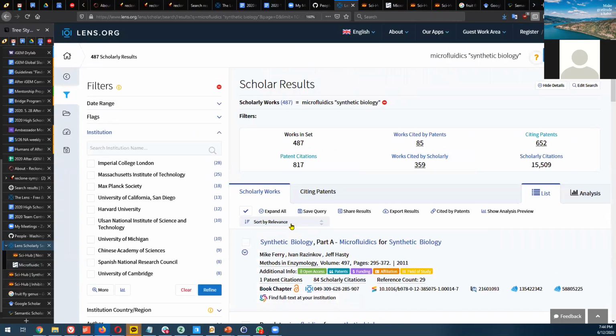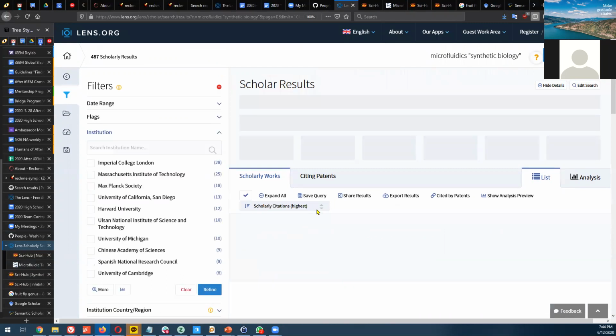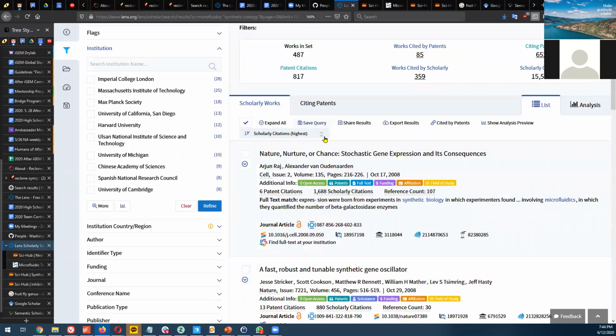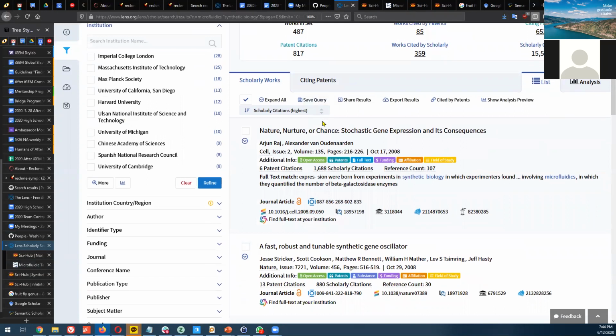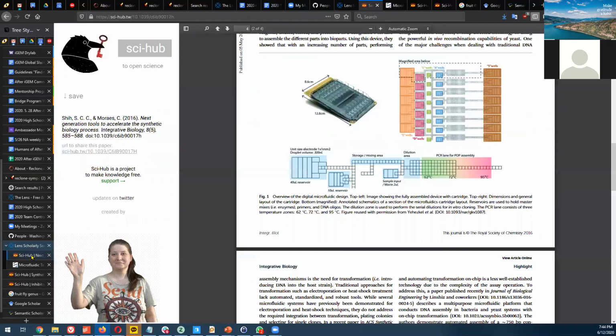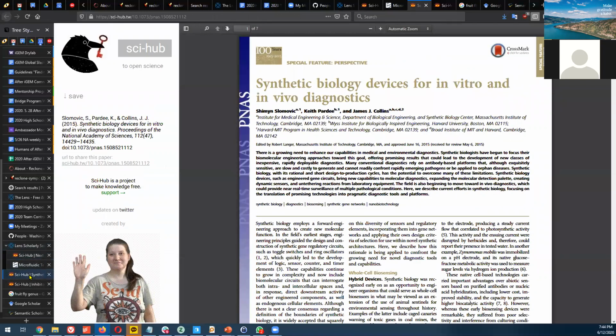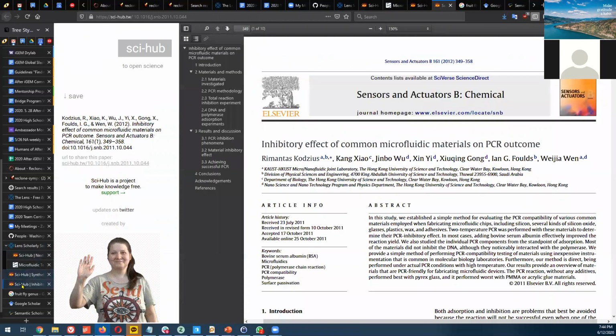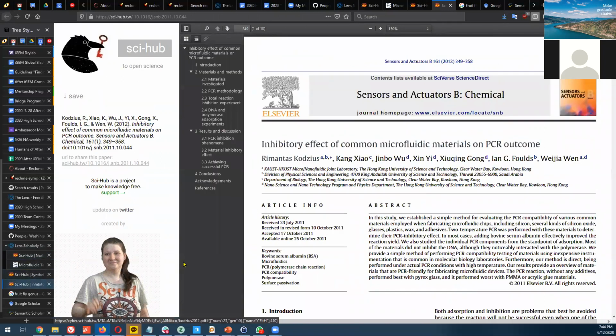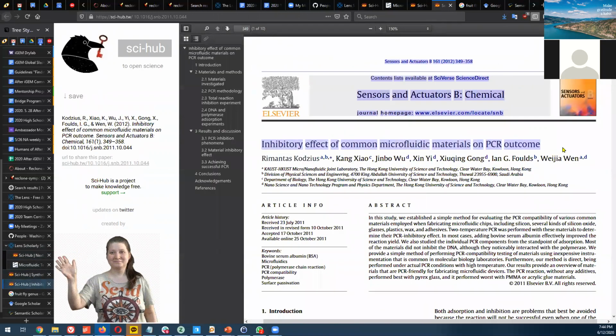I might sort by citation, right? Because that means that it's a pretty famous or popular work that people like citing. I might do something like that. I did this a few minutes ago, and I found some relevant articles. There it is. Okay. So I found this one: Inhibitory effect of common microfluidic materials on PCR outcome. So I'm using Sci-Hub because I don't have UW access anymore. And this gets me articles for free.